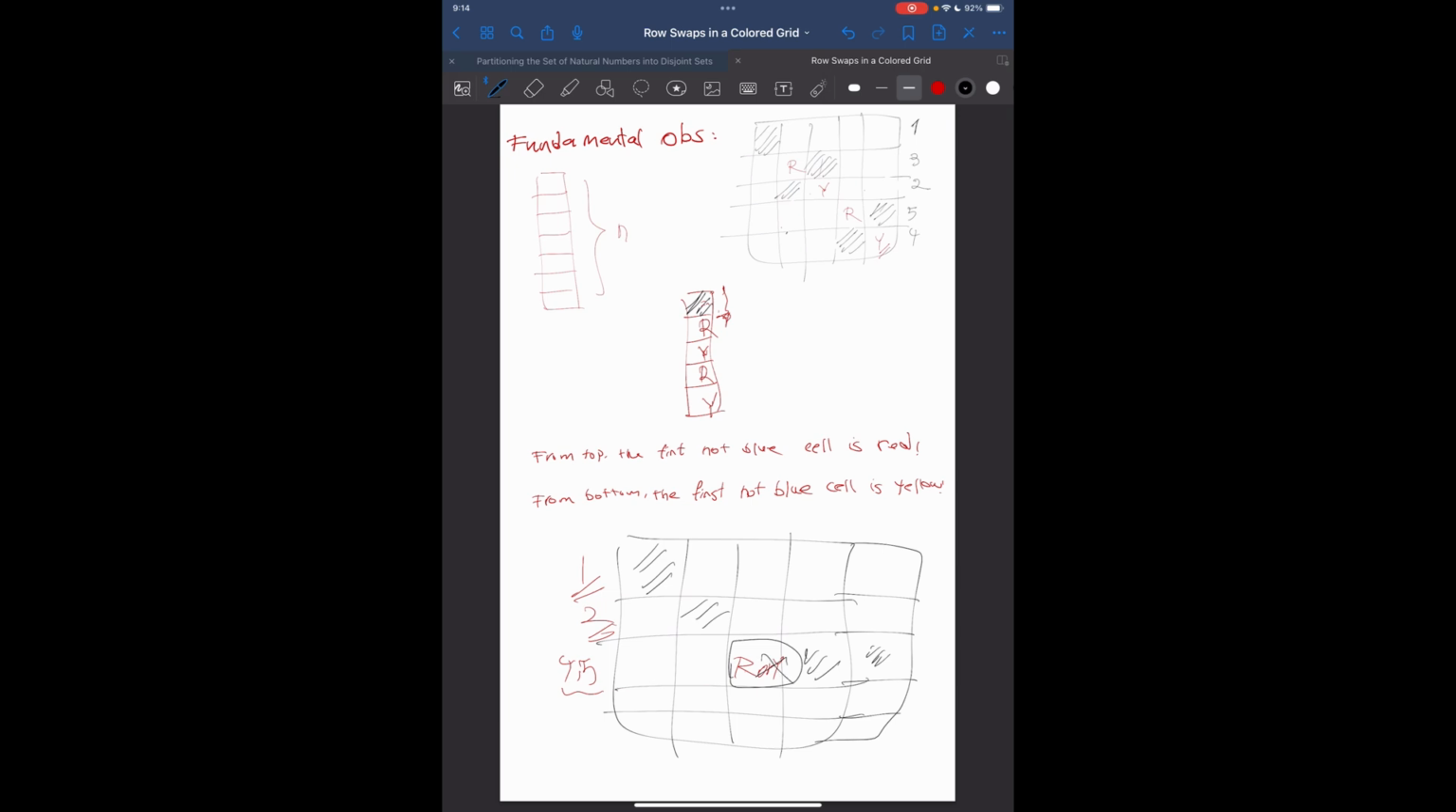And the same argument works if you look in this direction. The first not blue one, let's say this is 5, and if it's not 4, it's either 3 or 2 or 1, and either way, this would be on the right-hand side of this blue cell, so this must be yellow. Sounds good? So basically I showed that the first not blue cell is red and the first not blue cell from the bottom is yellow.